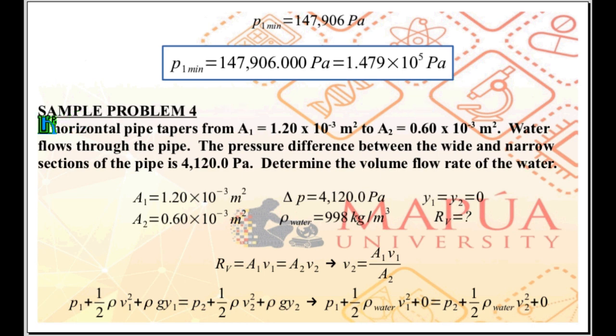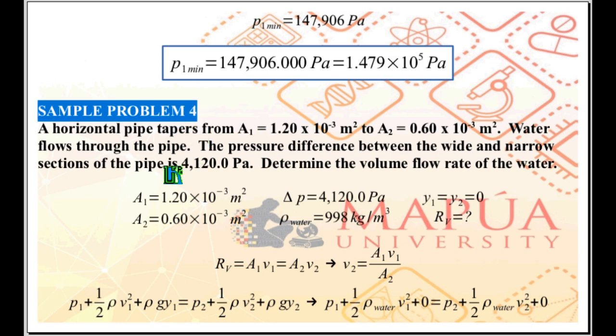Next, we have sample problem number 4. A horizontal pipe tapers from A1 equal to 1.2 times 10 to the negative 3 meter squared to A2 equal to 0.60 times 10 to the negative 3 meter squared. Water flows through the pipe. The pressure difference between the wide and narrow sections of the pipe is 4,120.0 pascals. Determine the volume flow rate of the water.